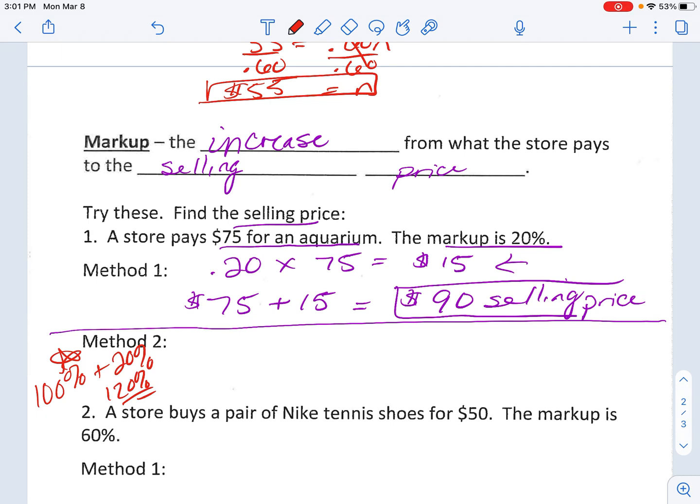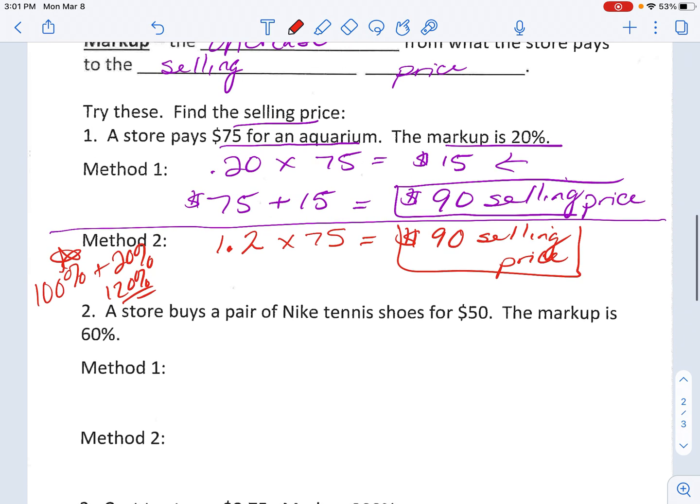What is 120% as a decimal? Move it twice to the left. We have to pay 1.2. 120% is 1.2 times the aquarium was $75. 1.2 times 75 is 90, not 95. 90 is the selling price. Okay, we're going to get the same answer.